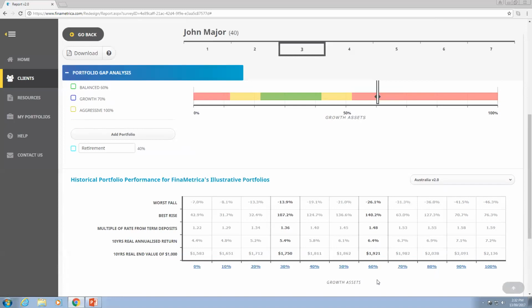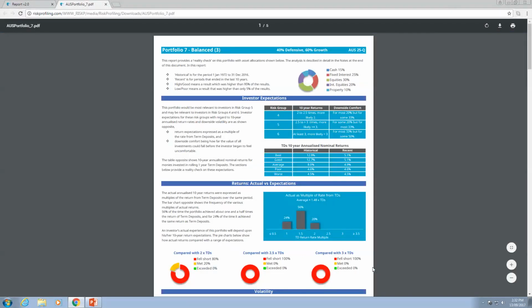If your client takes less risk, say only 50%, it drops to 21% fall. And that real annualized return drops to 6.1 instead of 6.4. So as you move up and down the risk spectrum, you see the risk and return trade-offs. If you click on the percentages at the bottom of each table, you open up a detailed report on each of the 11 portfolios, as you can see here.